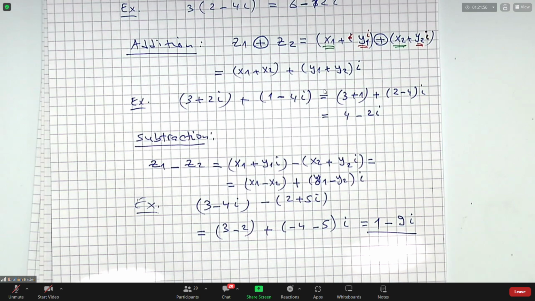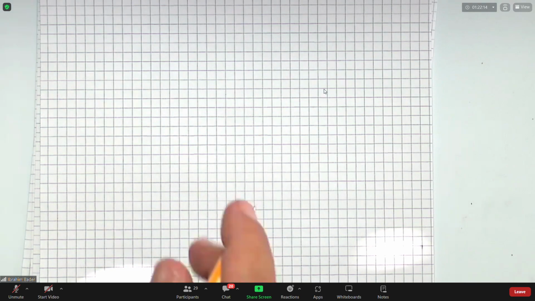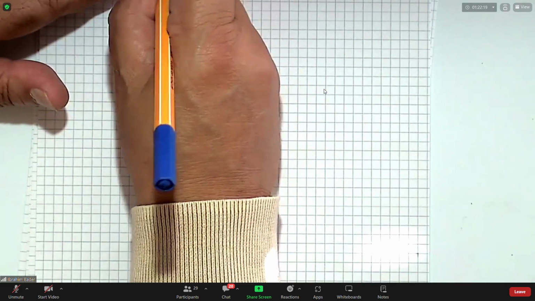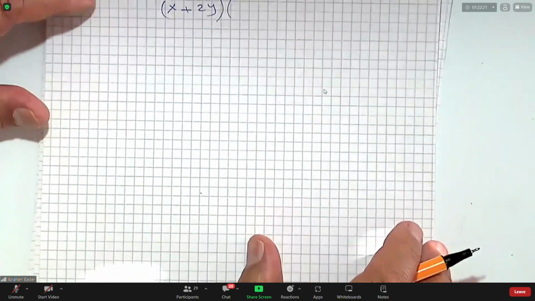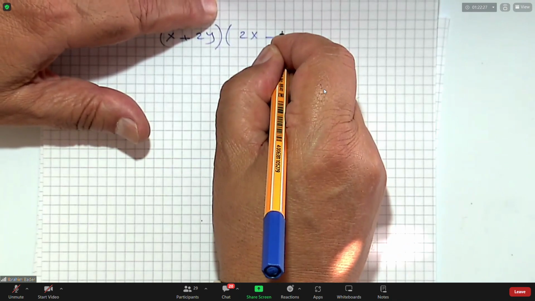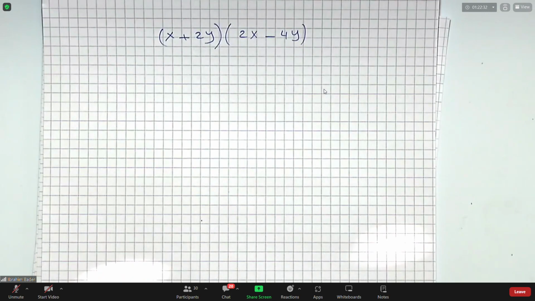Okay, all right, so now it gets a little bit more complicated: multiplying complex numbers. Before that, I will remind you of some school mathematics. If you multiply x plus 2y by 2x minus 4y, how do you do this? X times 2x.